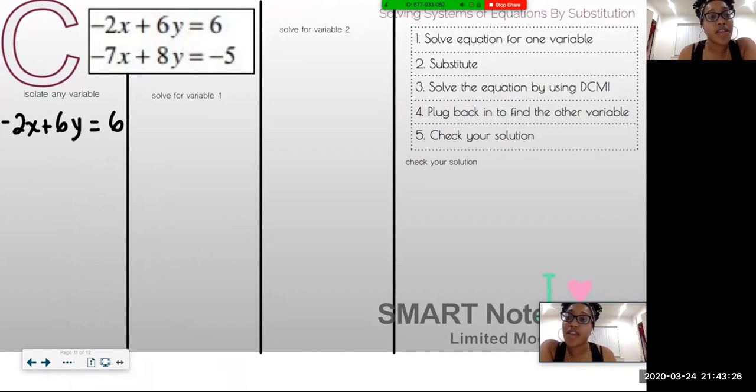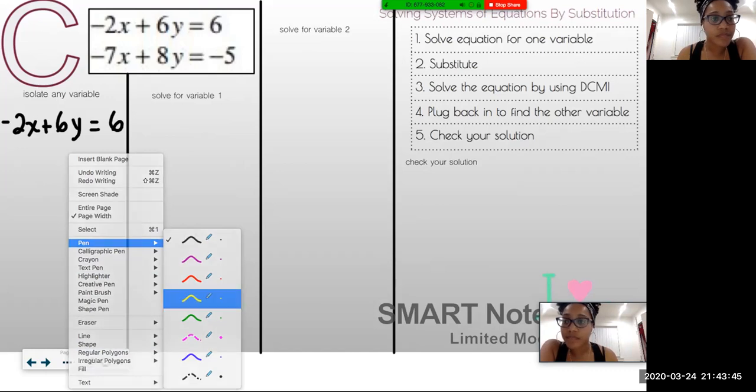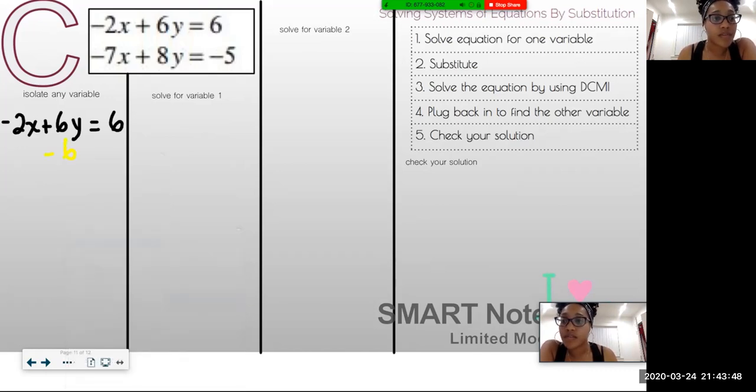Okay, so we get negative 2x plus 6y is equal to 6, right? That's our original equation. I want to get x by itself. And so what I need to do to get x by itself is look what's on the same side as x that I don't want there. So 6y. So I'm going to subtract 6y on both sides.